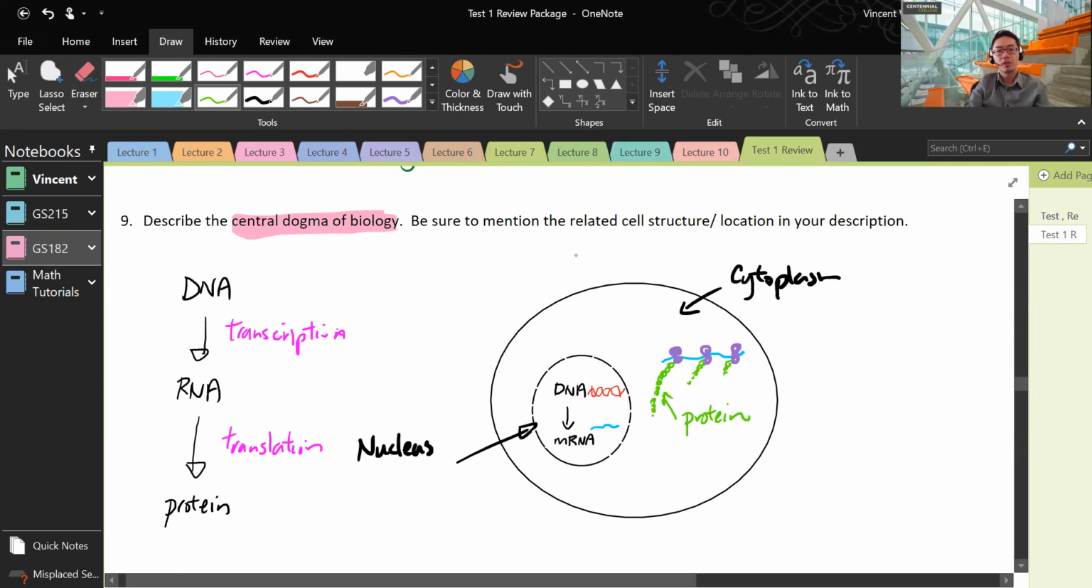Be sure to mention the related cell structure and location. Okay, we did already.